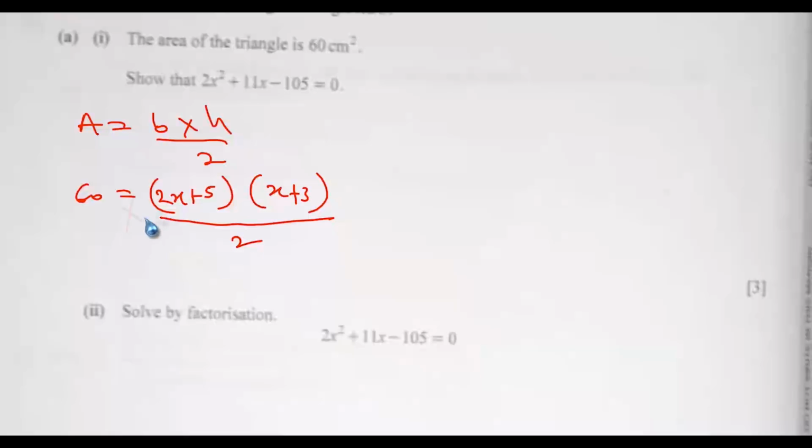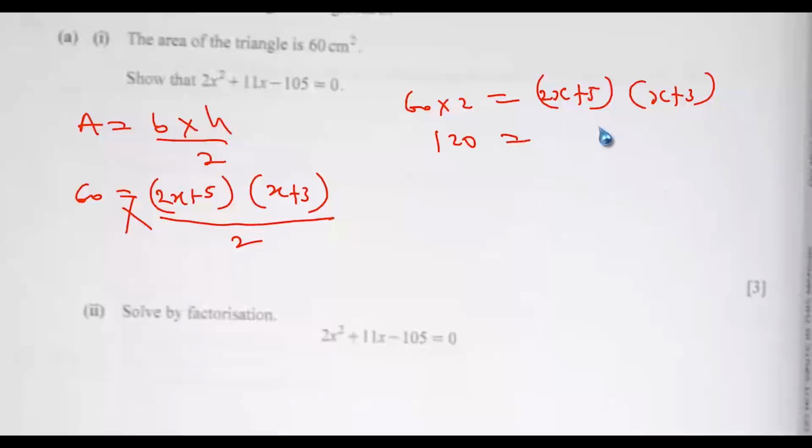So if you cross multiply, you have 60 by 2 equals 2x plus 5 times x plus 3. So 120. If you expand this bracket, you get 2x squared plus 11x plus 15. So that's what you will get.